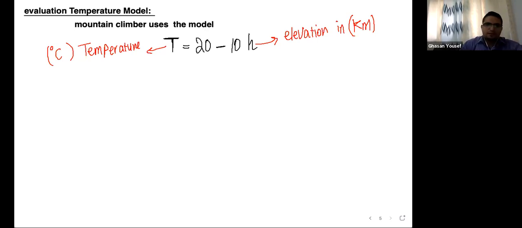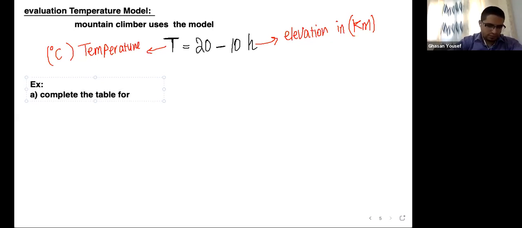So let me give you an example for this model. So my example now: complete part A, complete the table for changing in elevation, H, between parentheses H. So suppose I have this table. I'm going to draw this table.